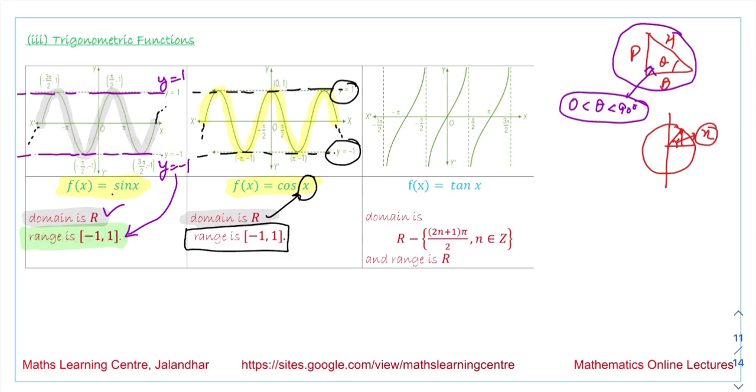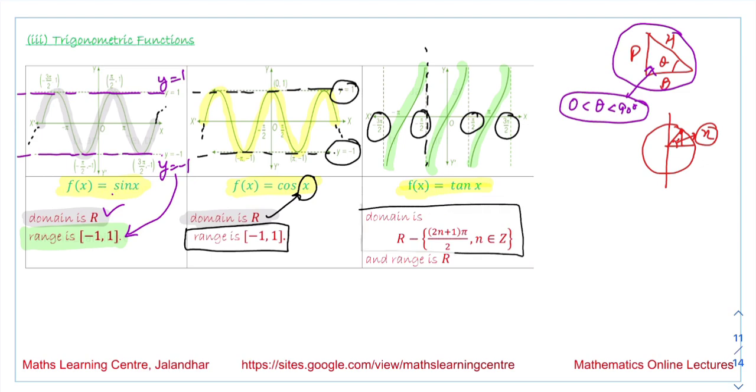Next function we are talking about is tan x. Now the graph of this function is shown over here. It is clear from the graph that for these values, that is for minus pi by 2, pi by 2, 3 pi by 2, minus 3 pi by 2, this function is not defined. So we are saying that the domain of the function is R minus (2n plus 1) pi by 2.